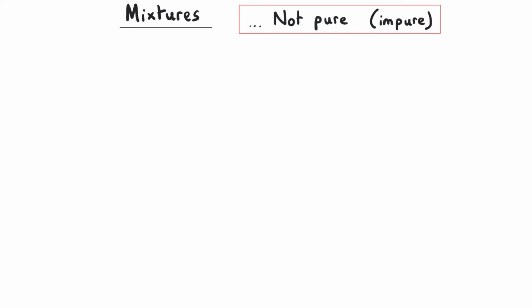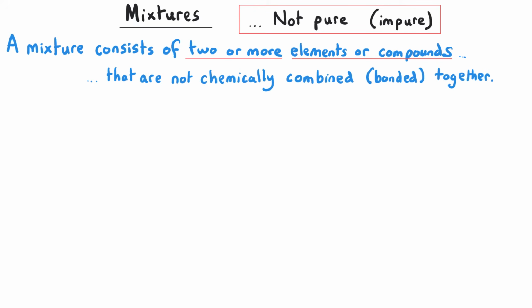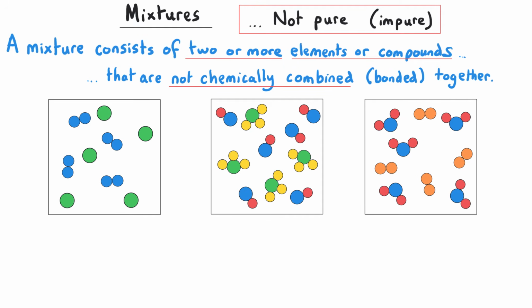Mixtures are different to elements and compounds because they aren't pure. A mixture consists of two or more elements or compounds that are not chemically combined together. And we can show that in particle diagrams. We've got different types of particles that are in the same place and they're shown as not touching, and that is symbolizing the fact that they are not chemically combined, they aren't bonded together.